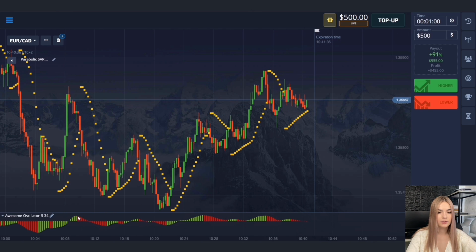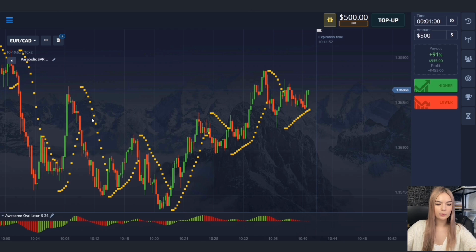Also, when, for example, the red histogram begins to approach the horizontal line with a mark of 0 from top to bottom, and also after that a red histogram begins to form under the horizontal line with the mark of 0, this situation also tells us that volumes are growing for a decrease. In the near future, the price will go down, and here we could open a deal for a decrease. They told us exactly the same entry point.